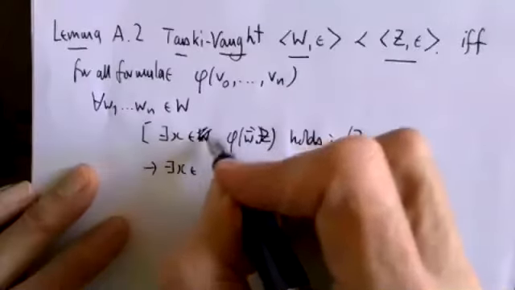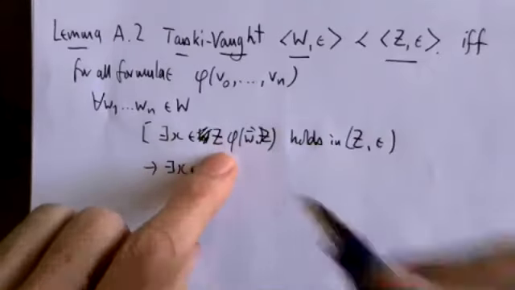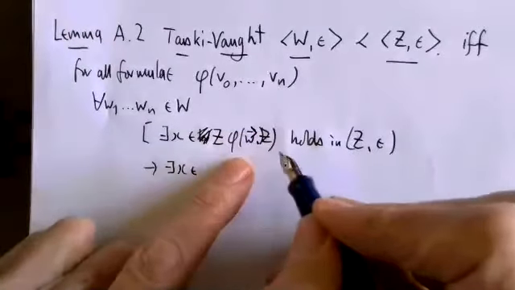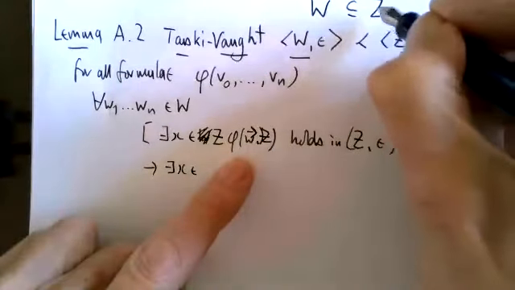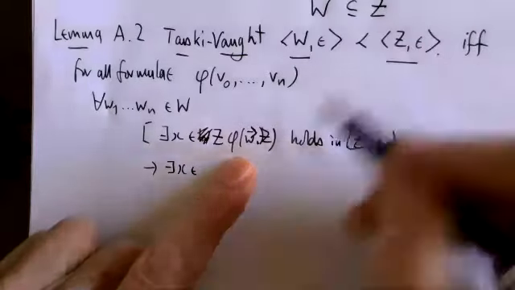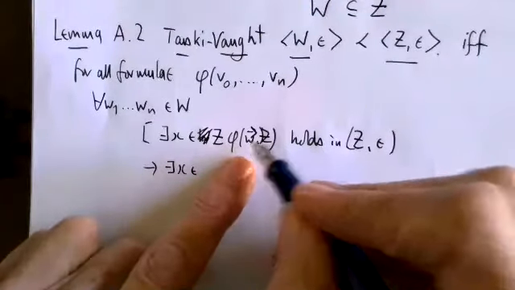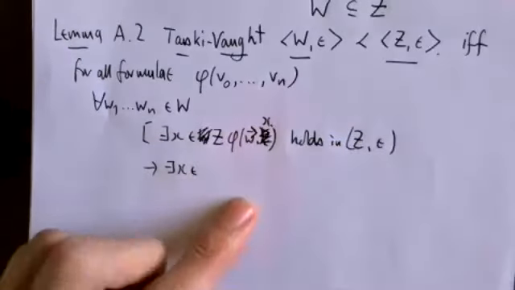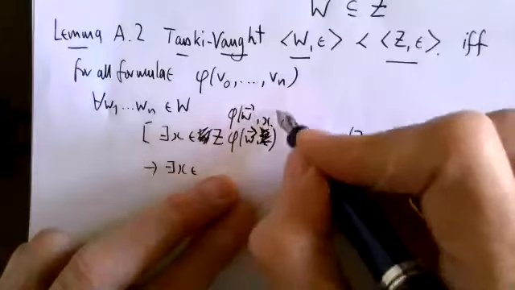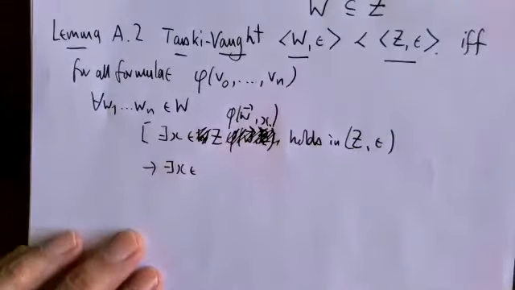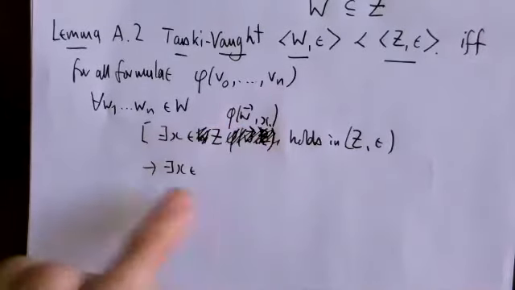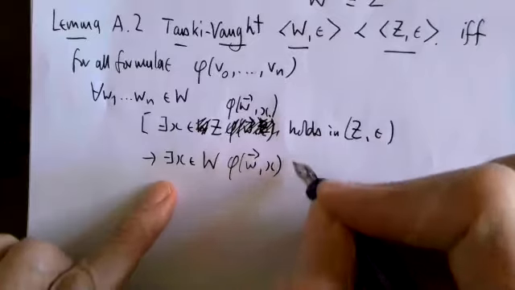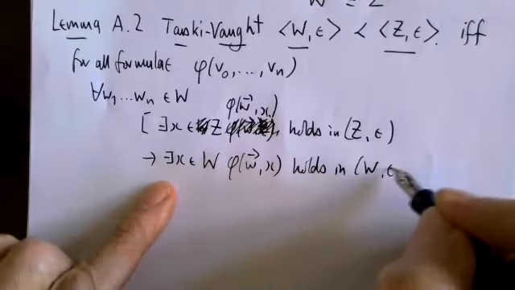I'm sorry, I've gotten this wrong. If I look at the formula phi, I interpret it in Z. Now it's about these gadgets W. Think of W as being a subclass of Z. So in Z are these W vector. So if Z sees there is an X, oh dear, this is X, that'll make this true in Z, then there is an X in W here that'll make this true in W.